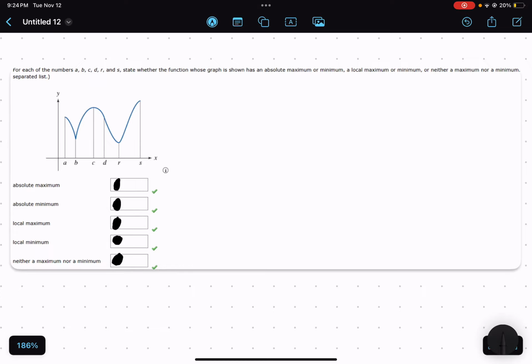To find absolute maximums, minimums, local maximums, minimums, or where there's neither a maximum nor a minimum, you want to first start at absolute maximums. An absolute maximum is just the highest point on the graph. It would be S, because at S, this would be higher than every single point on the graph, and since it is absolute, it is only at one point where it is the highest, unless it's shared. So this would be S.